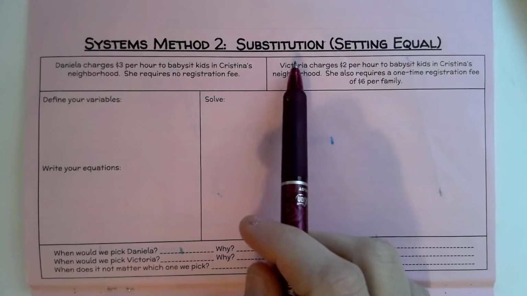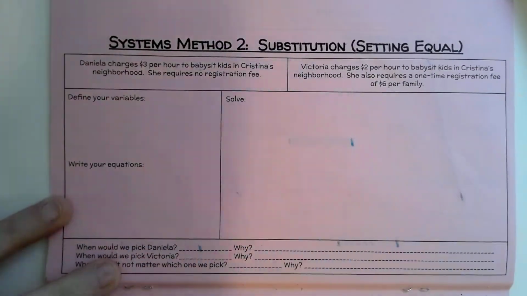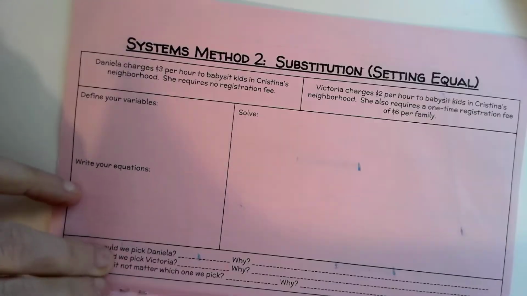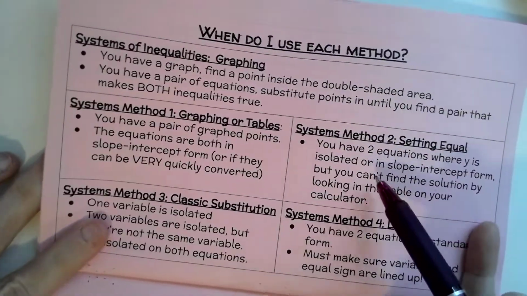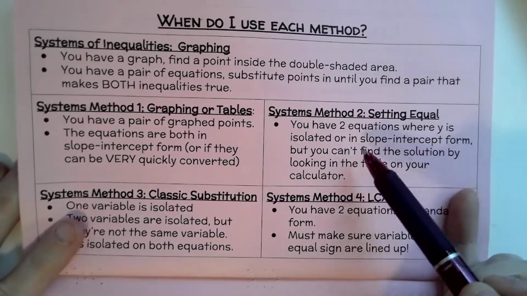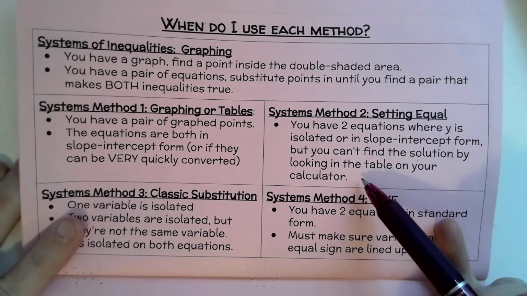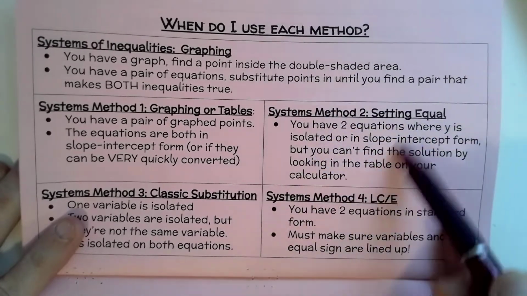So when we do substitution setting equal, what that means is, and you can look in the back, by the way, if you ever want to see when we use these methods or what they're for, setting equal is when I have two equations where y is isolated, or in slope-intercept form, but I can't find the solution by looking at the table in my calculator. So this is a method that lets me get a more precise answer.